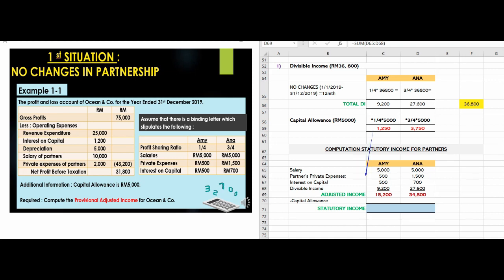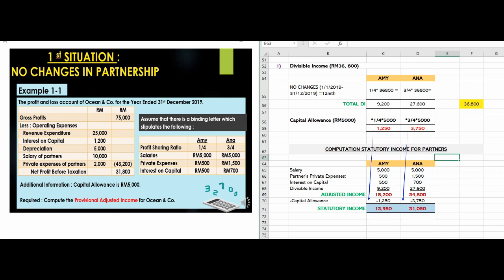So you just put the amount back under here: 1,250 for Amy, 3,750 ringgit for Anna. So we are going to finish it, and the total amount of statutory income would be 13,950 for Amy and 31,050 ringgit for Anna. So yes, we have completed what the question needed you to do.